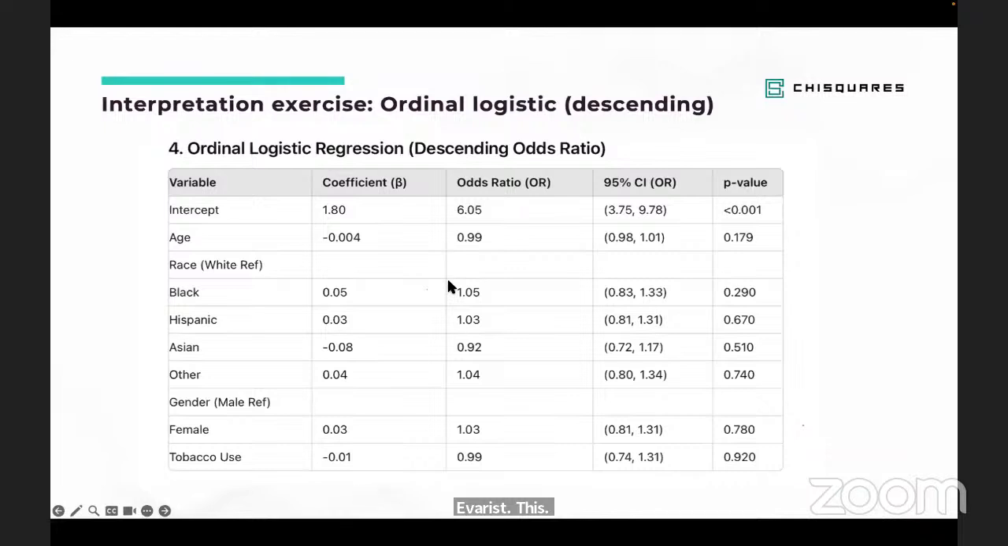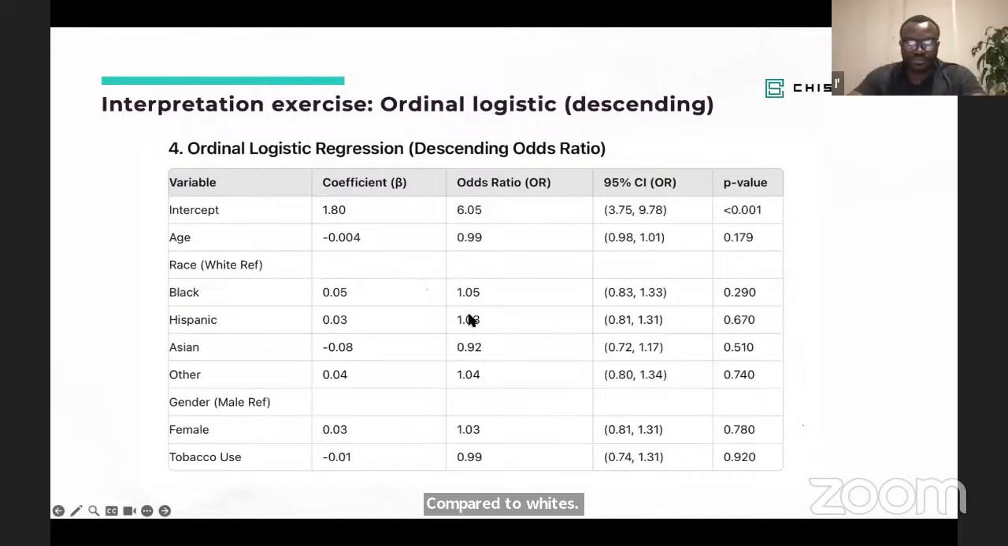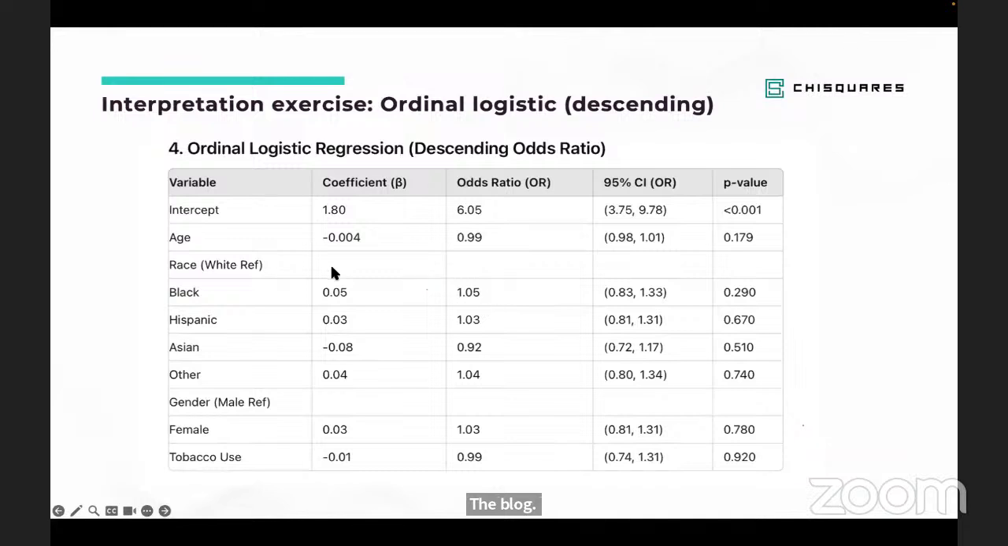All right. Compared to whites, the black, can you hear me? We can hear you clearly, yes.